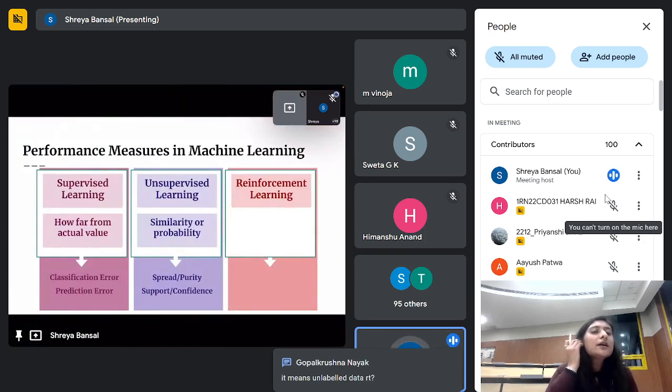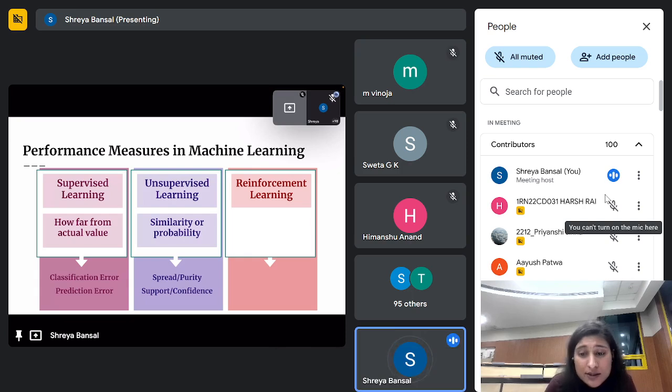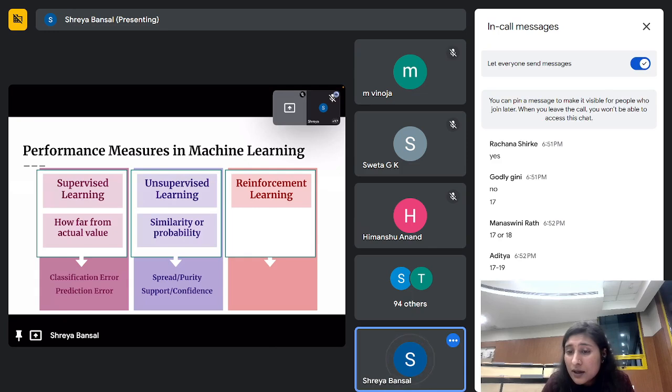So basically these are the important measures. It means unlabeled data. Yes, correct, Gopal. It means unlabeled data. You don't have labeling, so you just find out the patterns. You find out similarity. The more the similarity is there, the higher the probability is there, it means your algorithm is good. So for these things we have spread and purity.